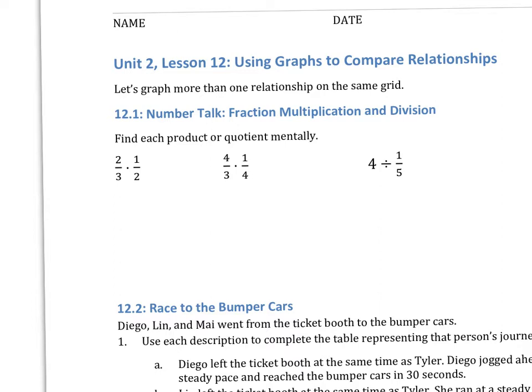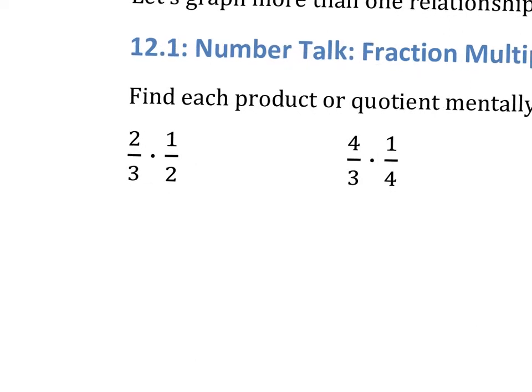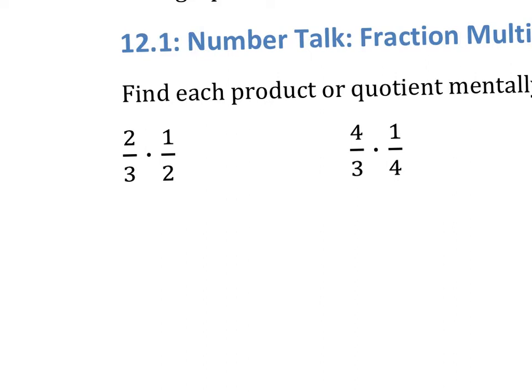All right, so there's a couple of different ways you can look at 2/3 times 1/2. One way is that you just multiply straight across, right? 2 times 1 is 2, and 3 times 2 is 6, and then 2/6 simplifies to 1/3. That's one way of doing it.